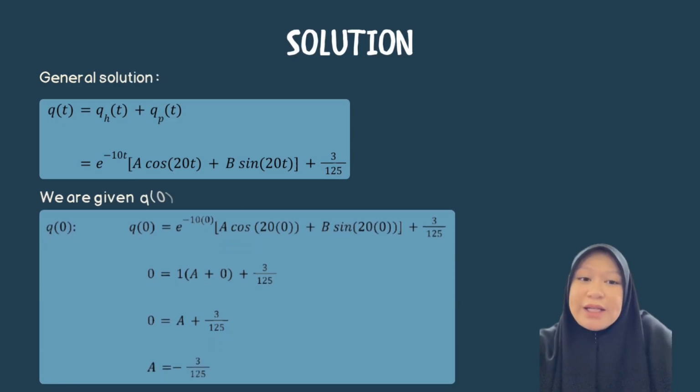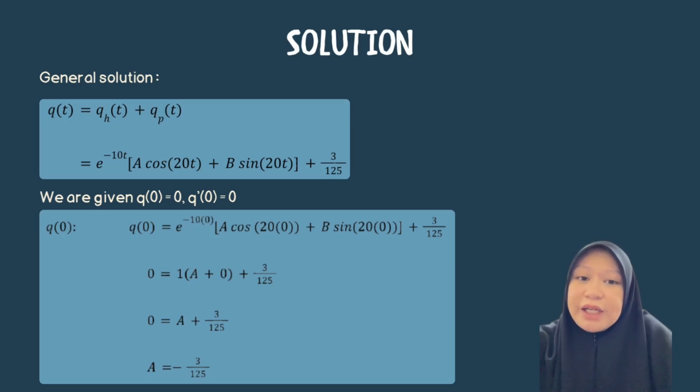Next, we need to find the general solution. The general solution is the sum of the homogeneous and particular solution. So, the general solution is equal to e to the power of negative 10t multiplied with a cos 20t plus b sin 20t, and then plus 3 over 125.